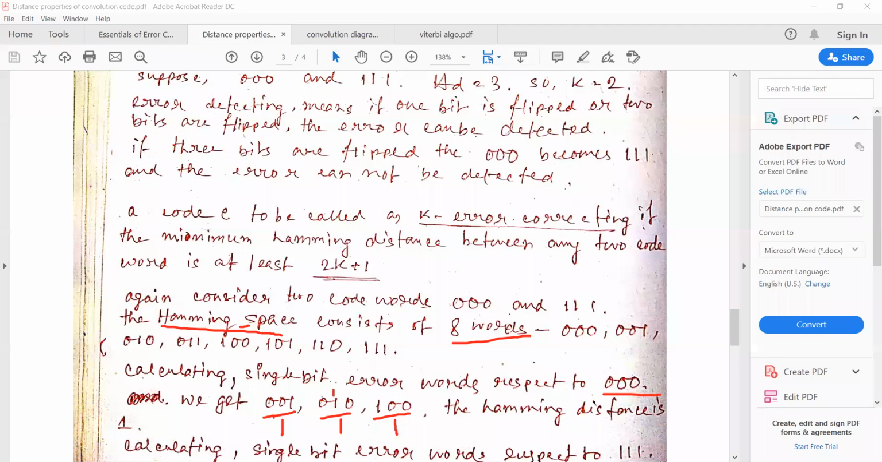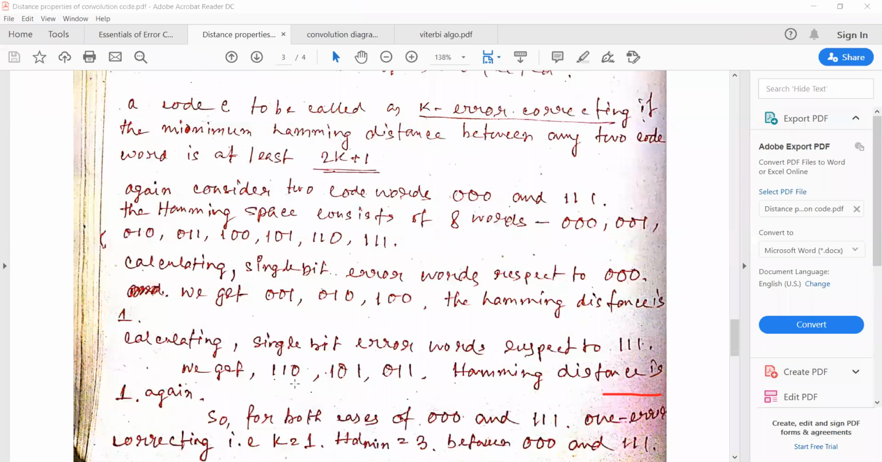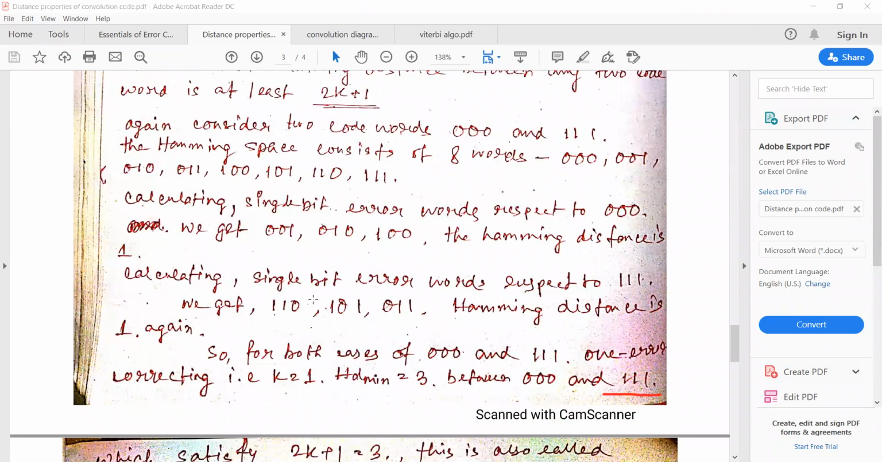Okay. So we have to consider again the 1, 1, 1 sequence, because I'm taking 2 code words as 0, 0, 0 and 1, 1, 1, and I'm calculating the error correcting code. Okay, error correcting code. So calculating single bit error words with respect to 0, 0, 0, we get the Hamming distance as 1. Now next, calculating single bit error words with respect to 1, 1, 1.